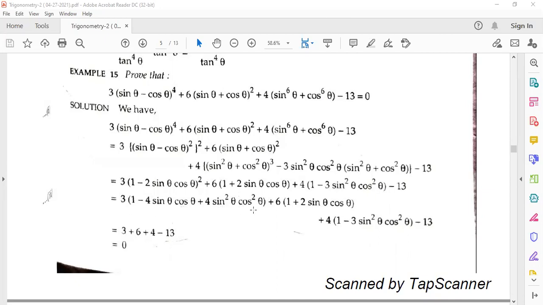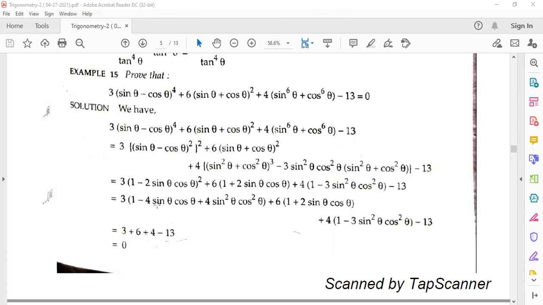If we multiply by 3 and abolish the bracket, then it will be coming 3 minus 12 sin theta cos theta plus 12 sin square theta cos square theta. And if we multiply by 6, then it will be coming 6 plus 12 sin theta cos theta. If we multiply by 4, then it will be coming 4 minus 12 sin square theta cos square theta minus 13.